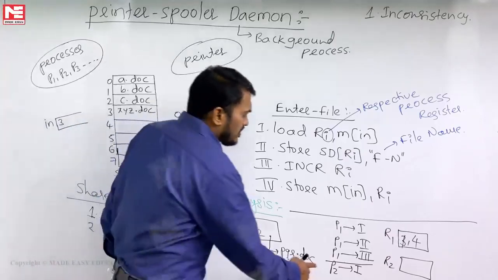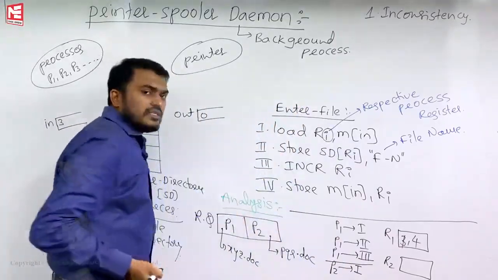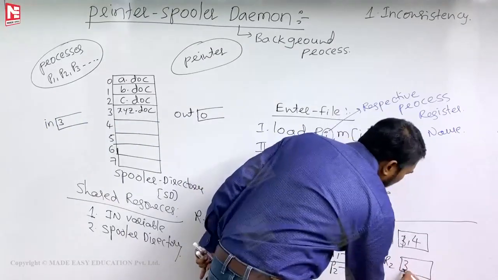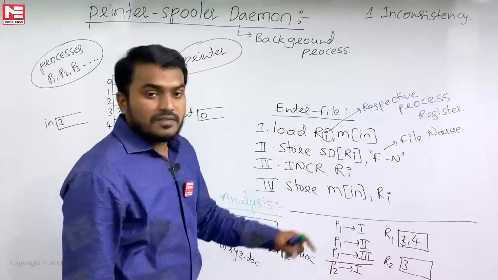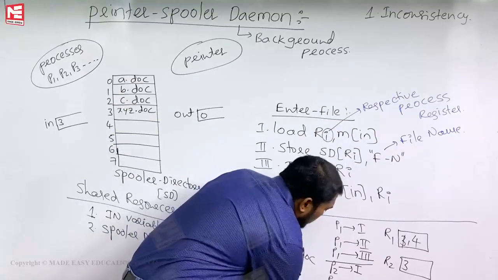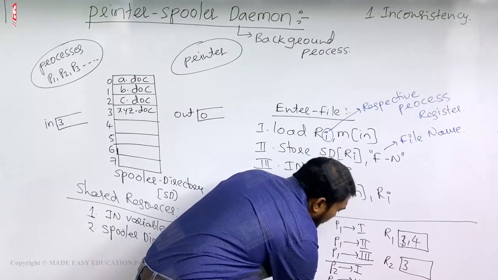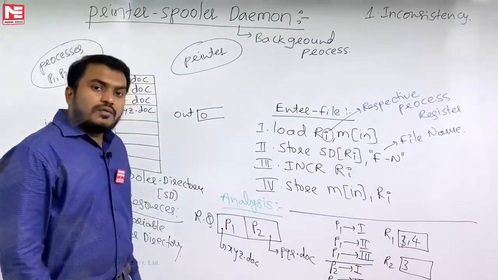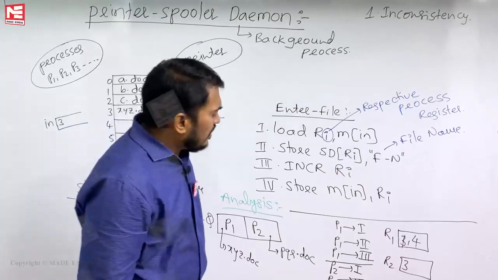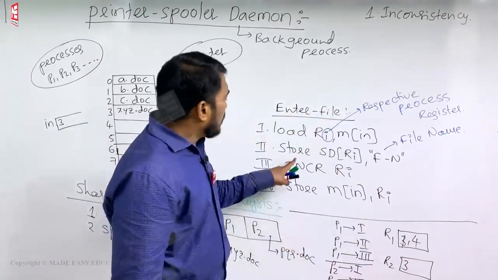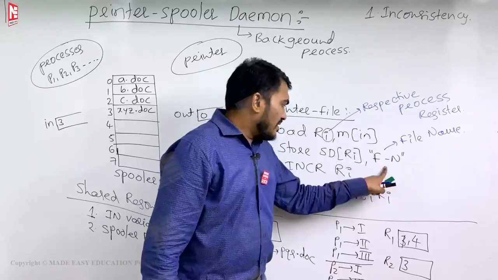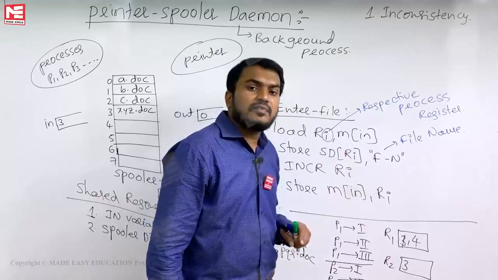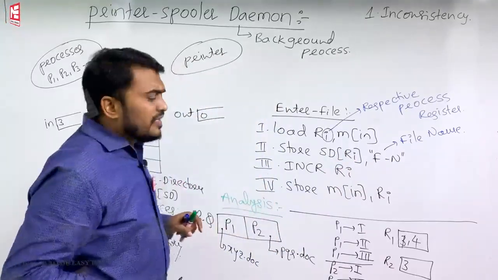Now understand here. So P2 executed first instruction, load the in value into register. So what is the in value you have here? 3. So when you load in value into register, that is 3. Next, now P2 is executing the second instruction. What is the second instruction? Store the file name of a process in the SD of R2. What is the file name the process P2 is having here?